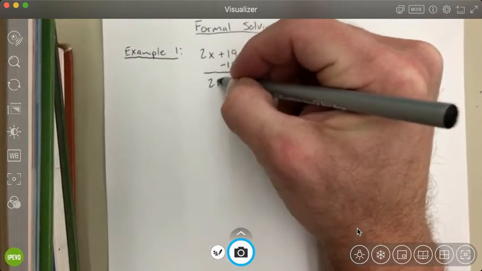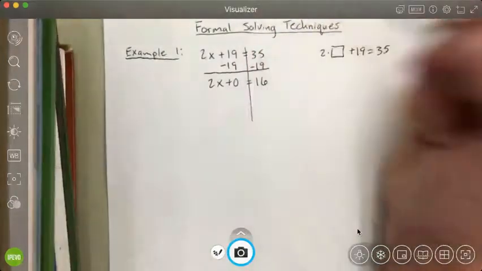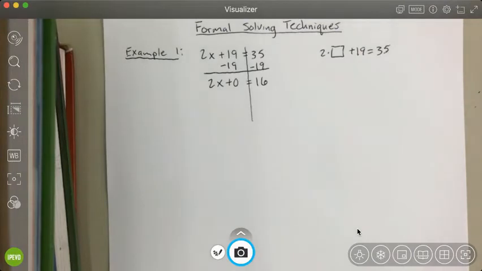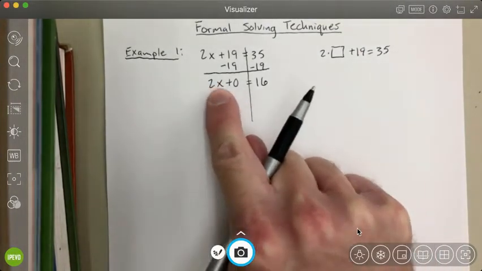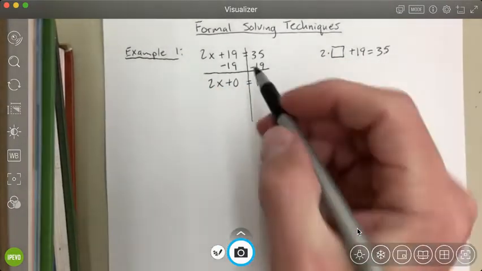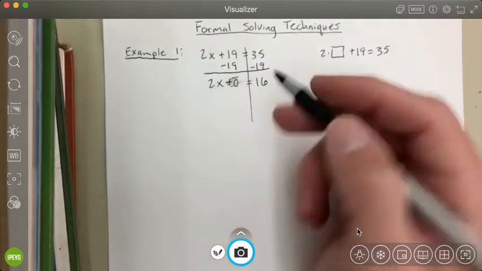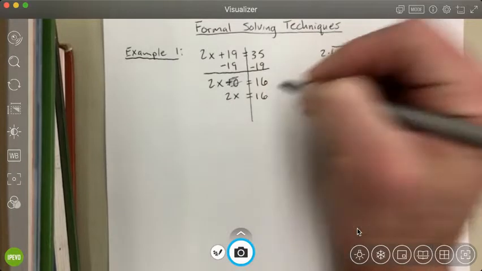So in other words, I would get this. So now I'm saying that whatever 2 times some number should be 16, which is exactly what we were thinking about right here. This 0 plus 0 doesn't change anything, so really I just have a 2x equals 16.